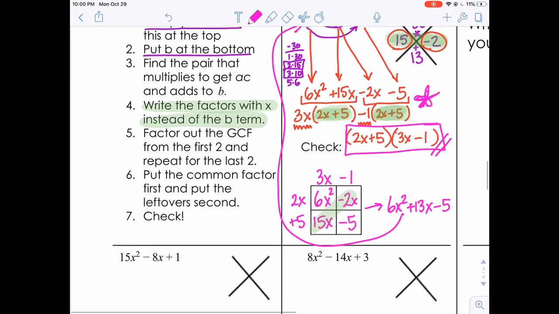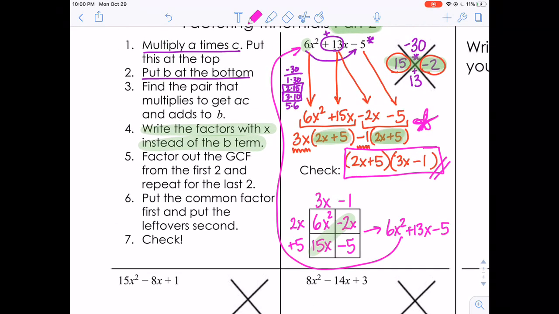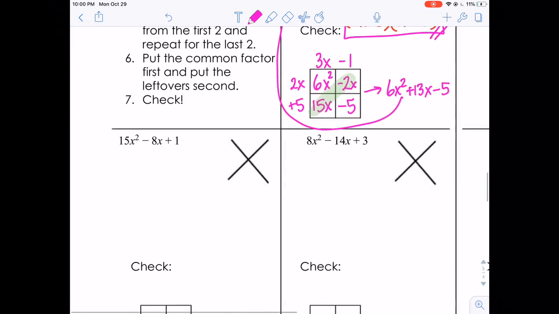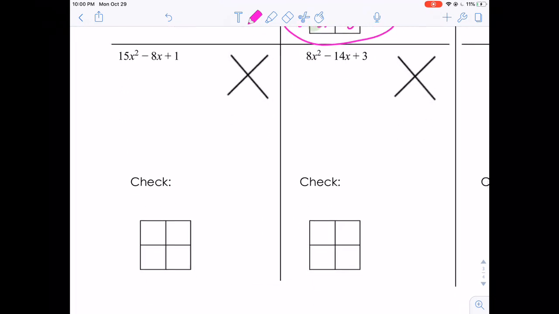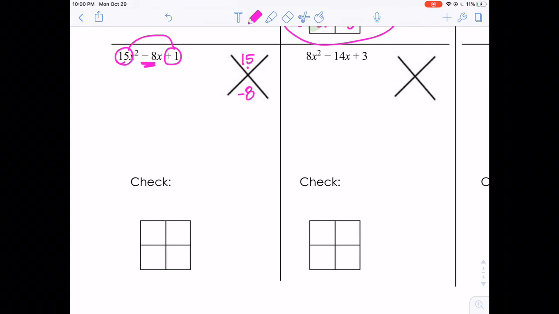So for this one, remember that we're going to multiply A times C. So I'm going to do here 15 times 1. 15 times 1 is 15, and B is still negative 8. I'm multiplying to get 15, add to get negative 8.